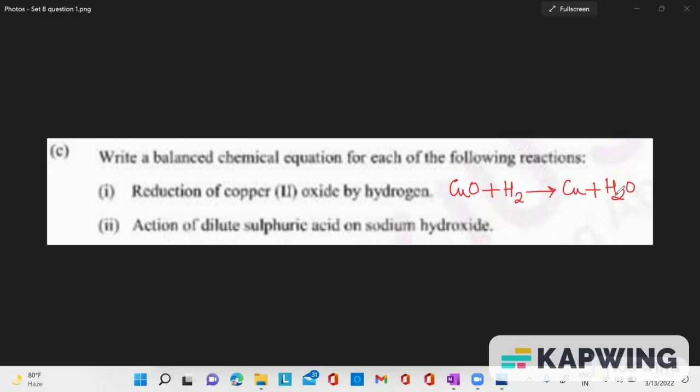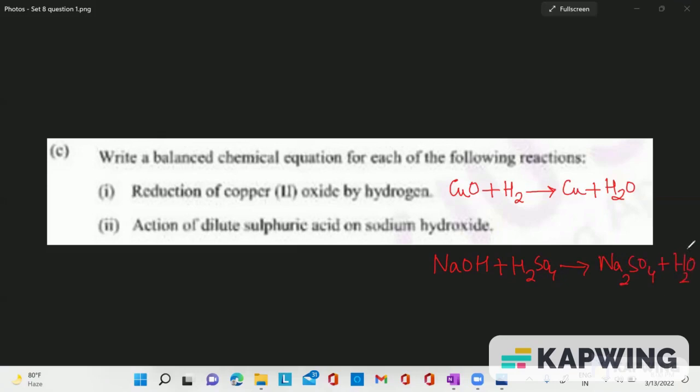Action of dilute sulfuric acid on sodium hydroxide. Sodium hydroxide is my NaOH, which will react with my sulfuric acid, which is H2SO4. And it will also give sodium sulfate, Na2SO4, and water.